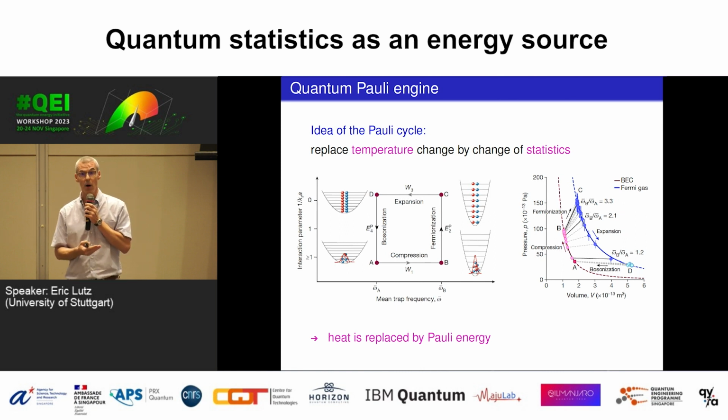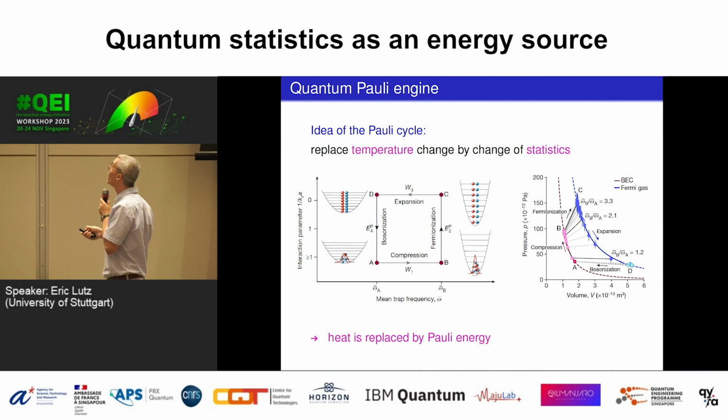What I'm going to do now is replace this heating step by some fermionization. I'm going to change statistics from bosons to fermions, and here I'm going to replace the cooling part by a bosonization step. What happens in the system is depicted here on the side. So I start with the BEC.